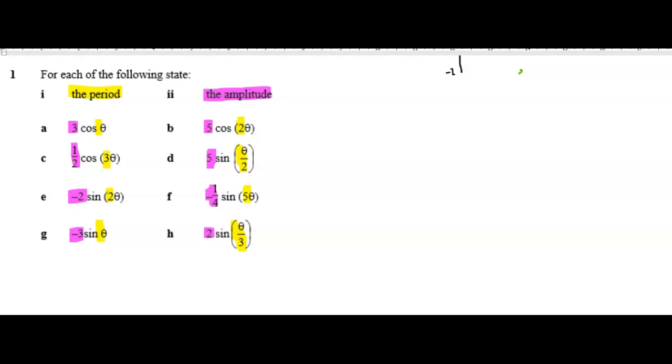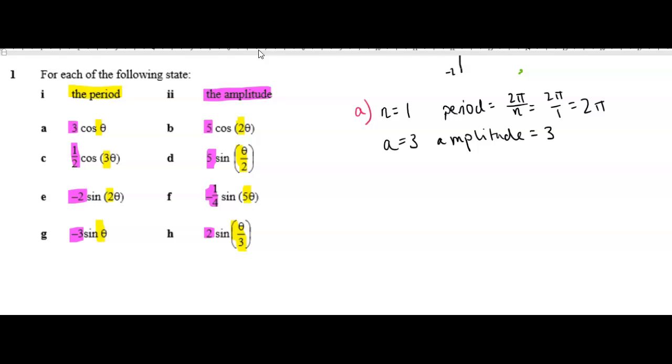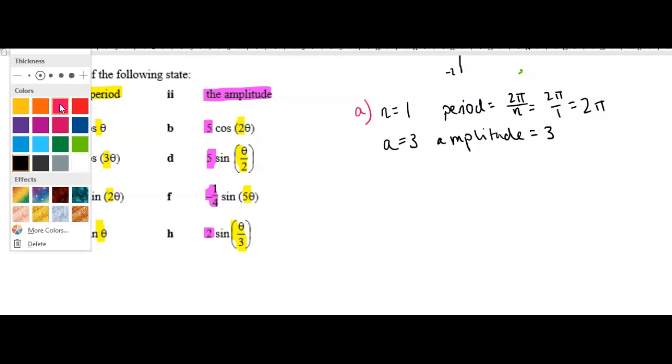All right, so let's write some answers. Okay, so for question A, your value of n is 1. So the coefficient of theta is 1. Remember, your period is equal to 2 pi on n. So we've got 2 pi on 1. So that's going to be pi. And then your value of A is 3. So your amplitude is equal to 3.